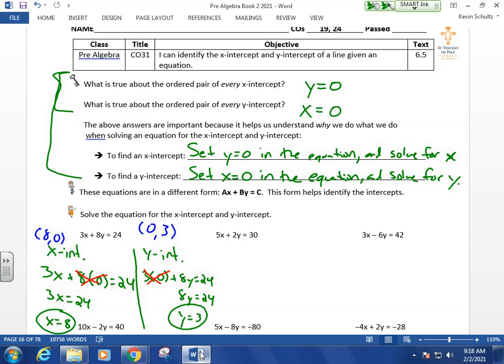I'm going to scroll down the page so we have a little more space here to do our work. Does anyone else need these notes still?